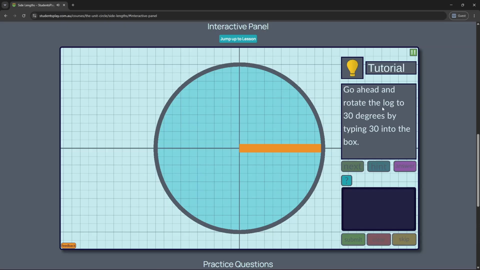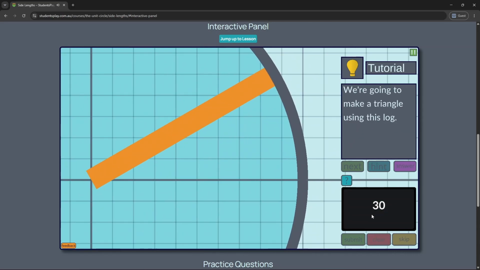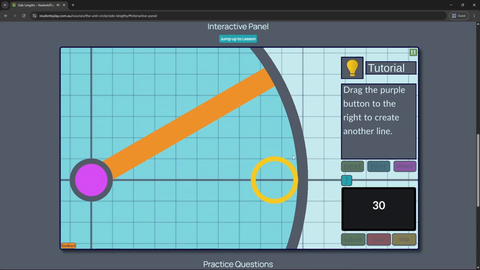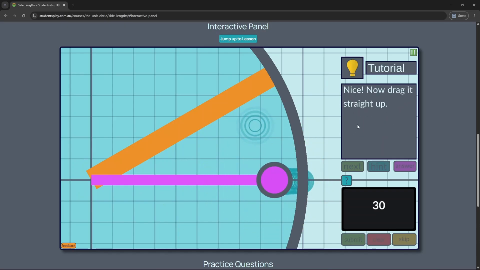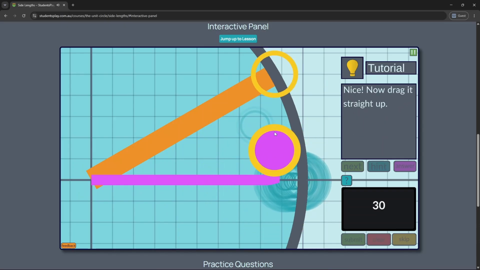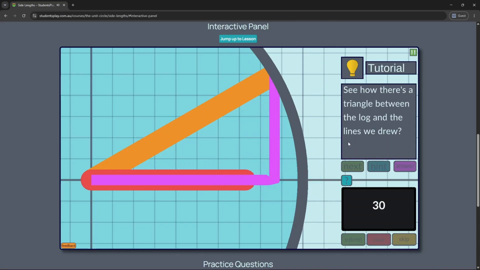Go ahead and rotate the log to 30 degrees by typing 30 into the box. Okay, 30. Nice. We're going to make a triangle using this log. Drag the purple button to the right to create another line. Alright, drag it like that. Nice, now drag it straight up. Okay. See how there's a triangle between the log and the lines we drew?